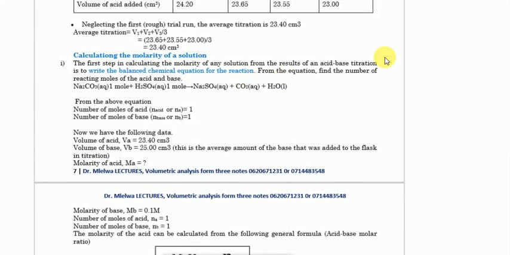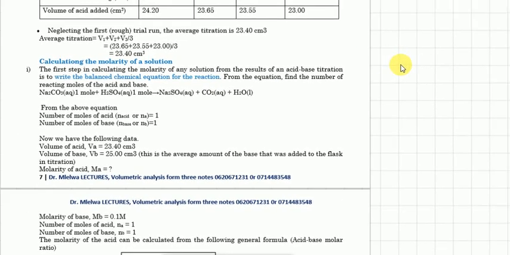So you need to know the chemical formula of sodium hydroxide and the chemical formula for the sulfuric acid.